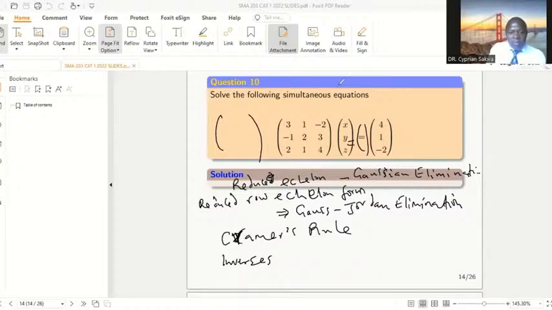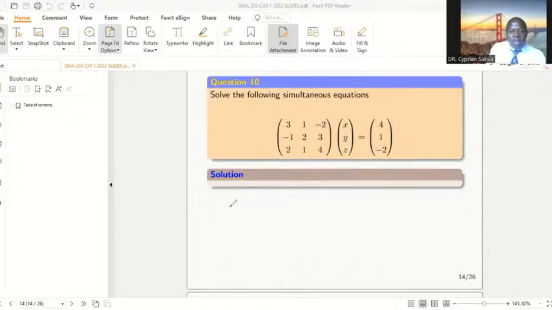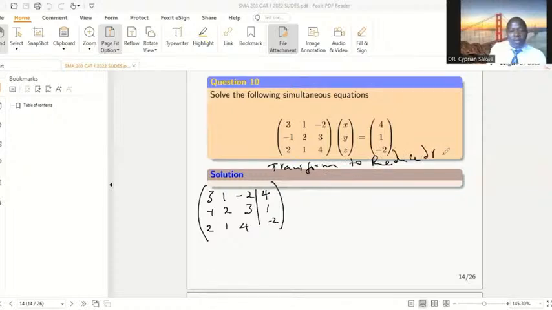You were to use any of the methods. Should I use Gaussian elimination, or should I use Gauss-Jordan? Whichever method, but let me use Gauss-Jordan elimination. I want to transform the system to this augmented matrix, and I want to transform it to reduced row echelon form. And you know how to do this? Transform to reduced row echelon form.